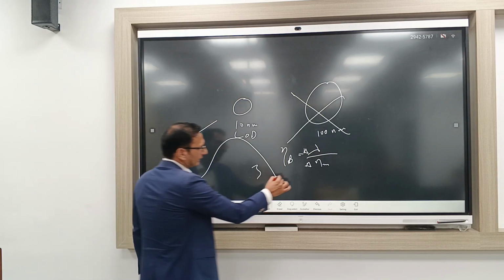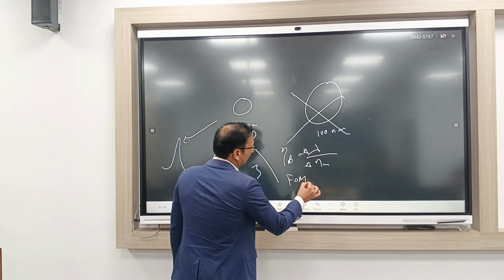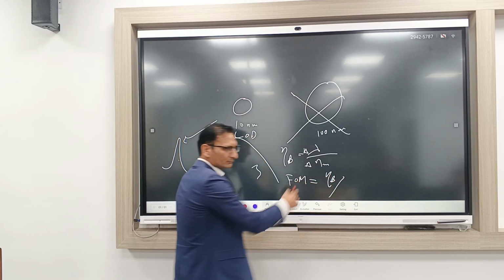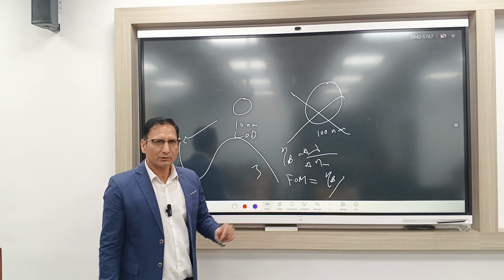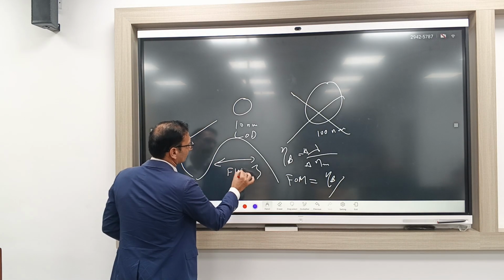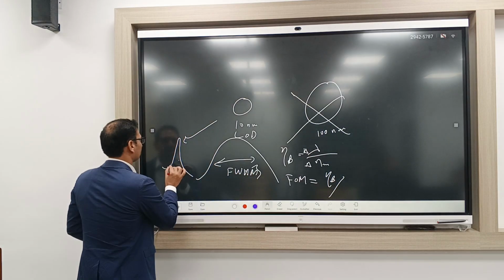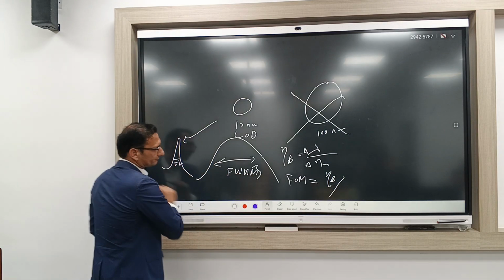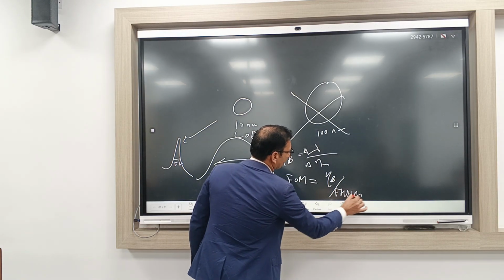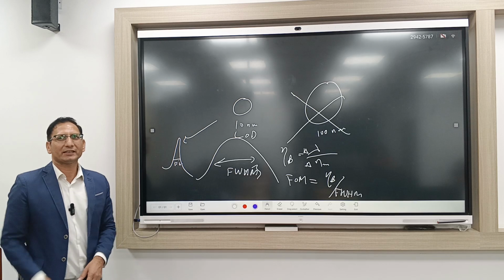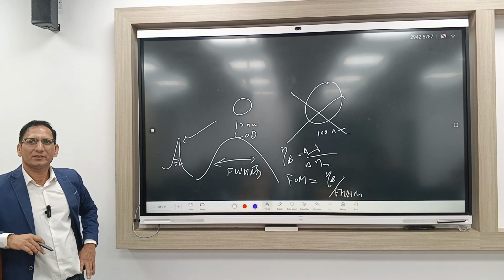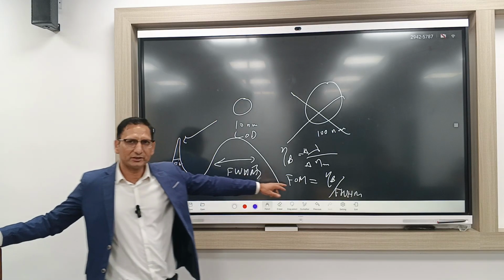Okay? Another parameter is figure of merit. That is how much sensitivity you have and what is the full width at half maximum you have. So which has bigger full width at half maximum? This one or this one? 10 nanometer. They are reciprocal.